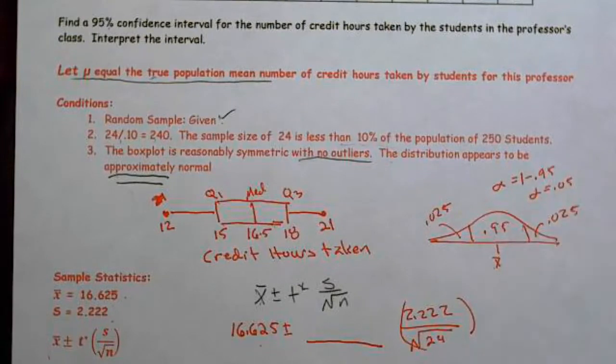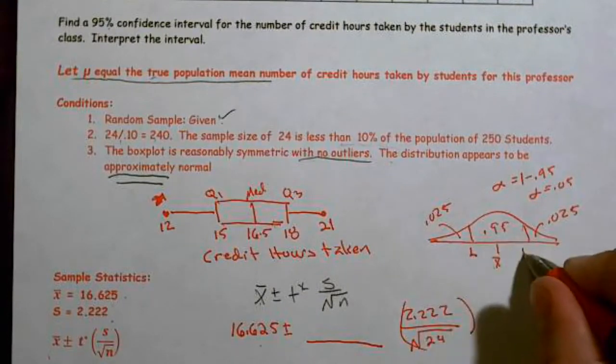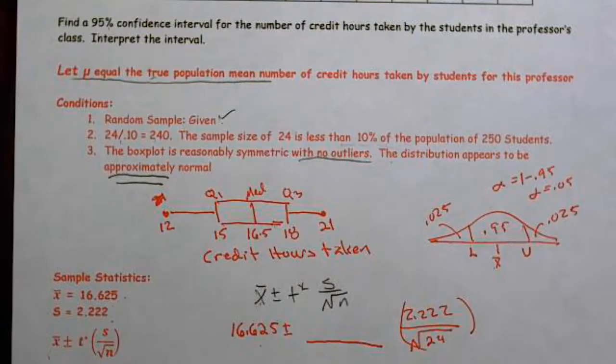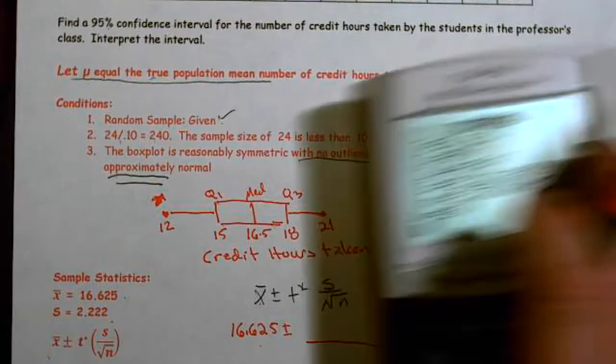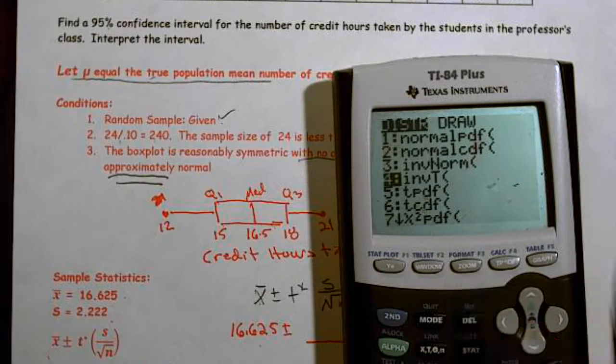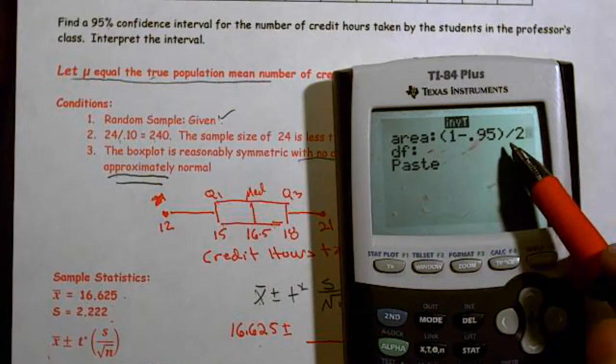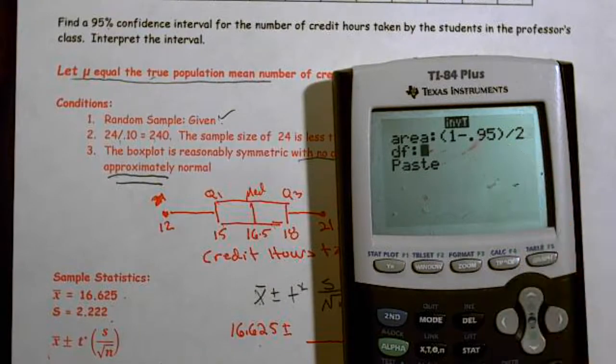And we'll develop the topic of alpha later. And we're going to be looking for ultimately this lower bound and this upper bound, right? So that's what we're looking for when we do this, but we need to calculate our t star. And here's how you do that. You're going to go second vars, inverse t, and our area is going to be 1 minus 0.95. That's our confidence level. Close the parenthesis and divide by 2, because that's going to give you your area in the tails. And our degrees of freedom are going to be our sample size minus 1. So 24 minus 1.